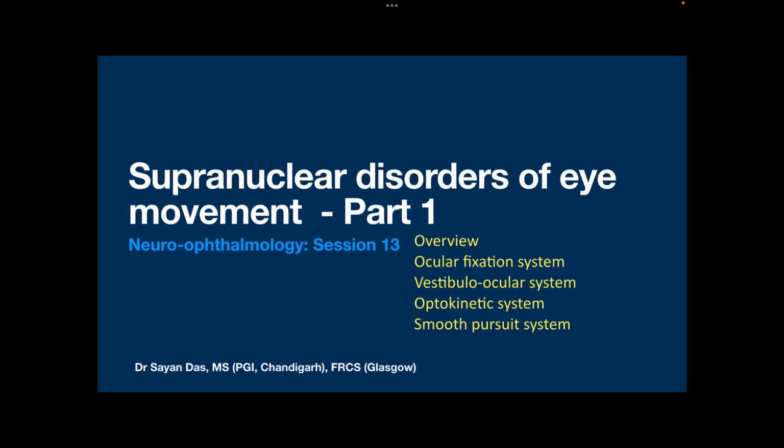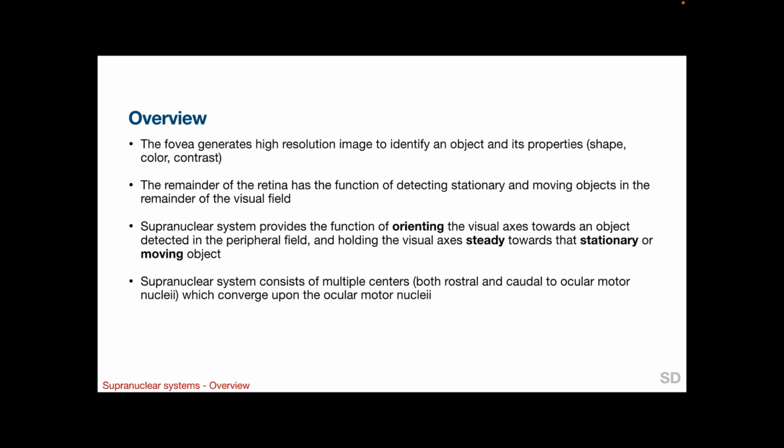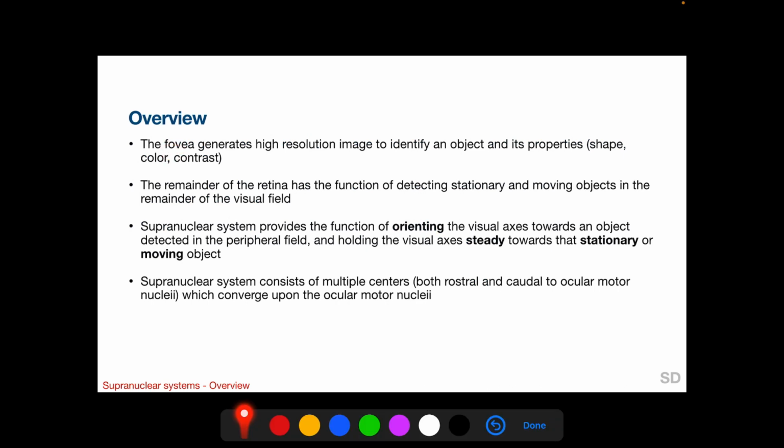Welcome. In this session and the next, we are going to discuss the supranuclear disorders of eye movement. The fovea, as we know, generates a high resolution image to identify an object and its properties like shape, color or contrast, and the remainder of the retina outside the fovea has the function of detecting stationary and moving objects in the remainder of the visual field.